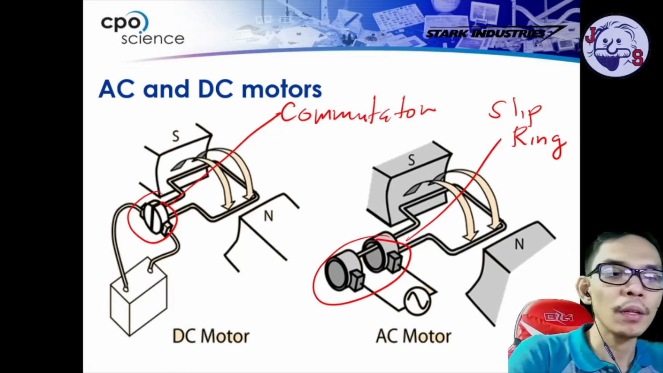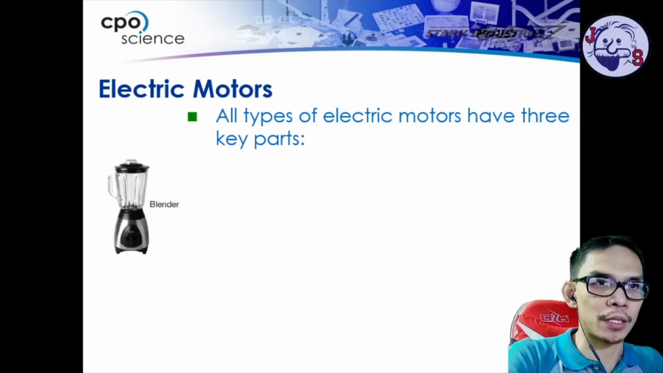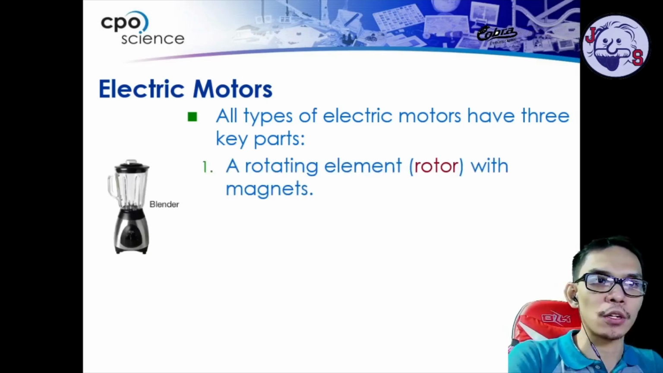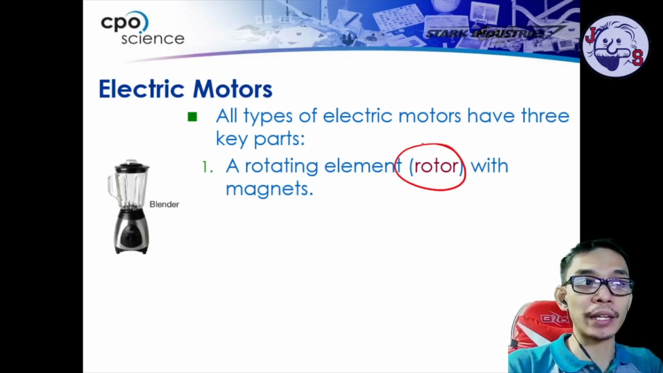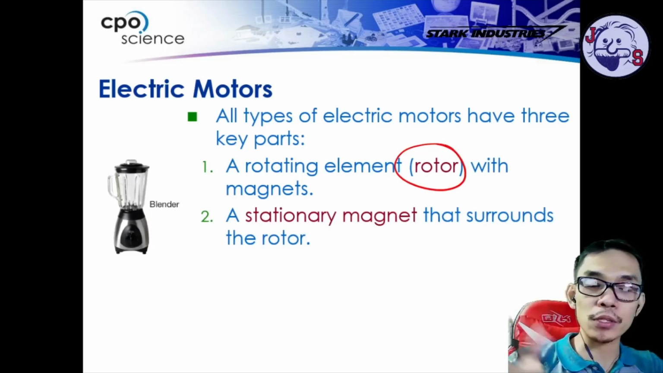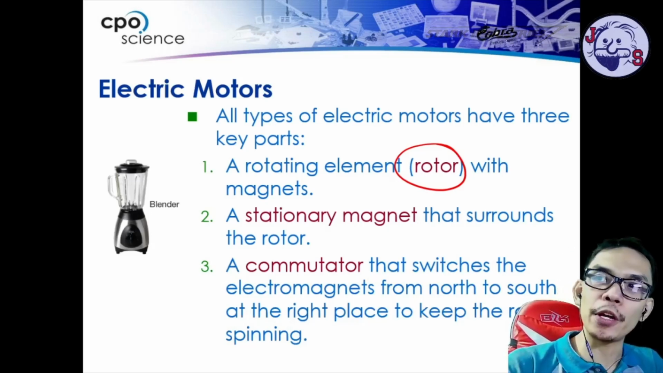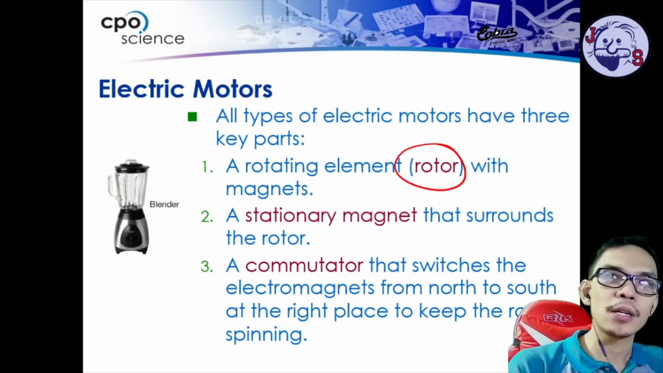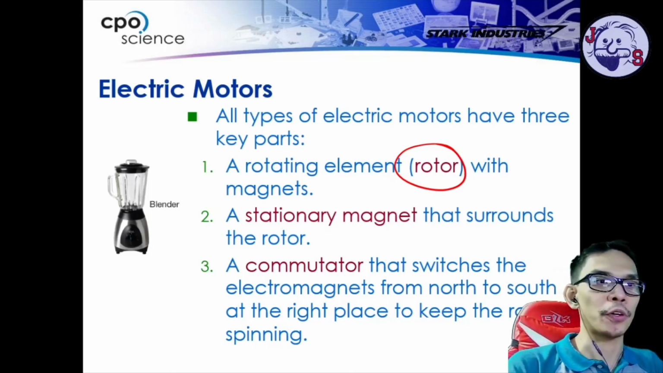Next one. In an electric motor, there are three key parts. If one part is missing, the electric motor is useless. The first part that you have right there is the rotor, the rotating element. The second part is the stationary magnet that surrounds the rotor, which is very important. And the last part is the commutator. If this is an AC type of motor, then the commutator is not needed anymore. So, these are the three parts that make up your motor.